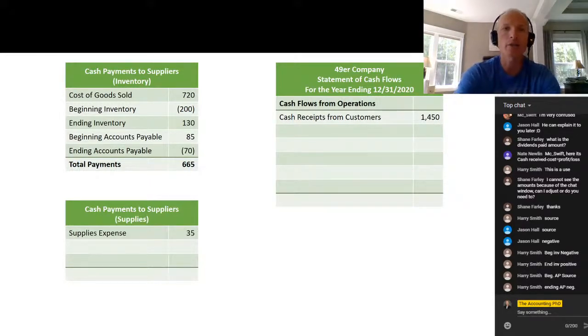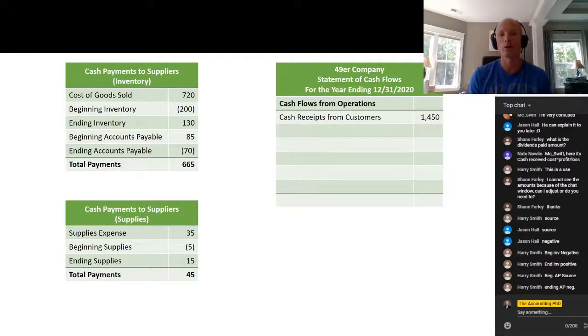So for suppliers, we start with that supplies expense, which is from the income statement. And then we have beginning supplies and ending supplies. Again, these are payments. And so the adjustment for the beginning and ending supplies, it's a negative for the beginning and a positive adjustment for the ending.